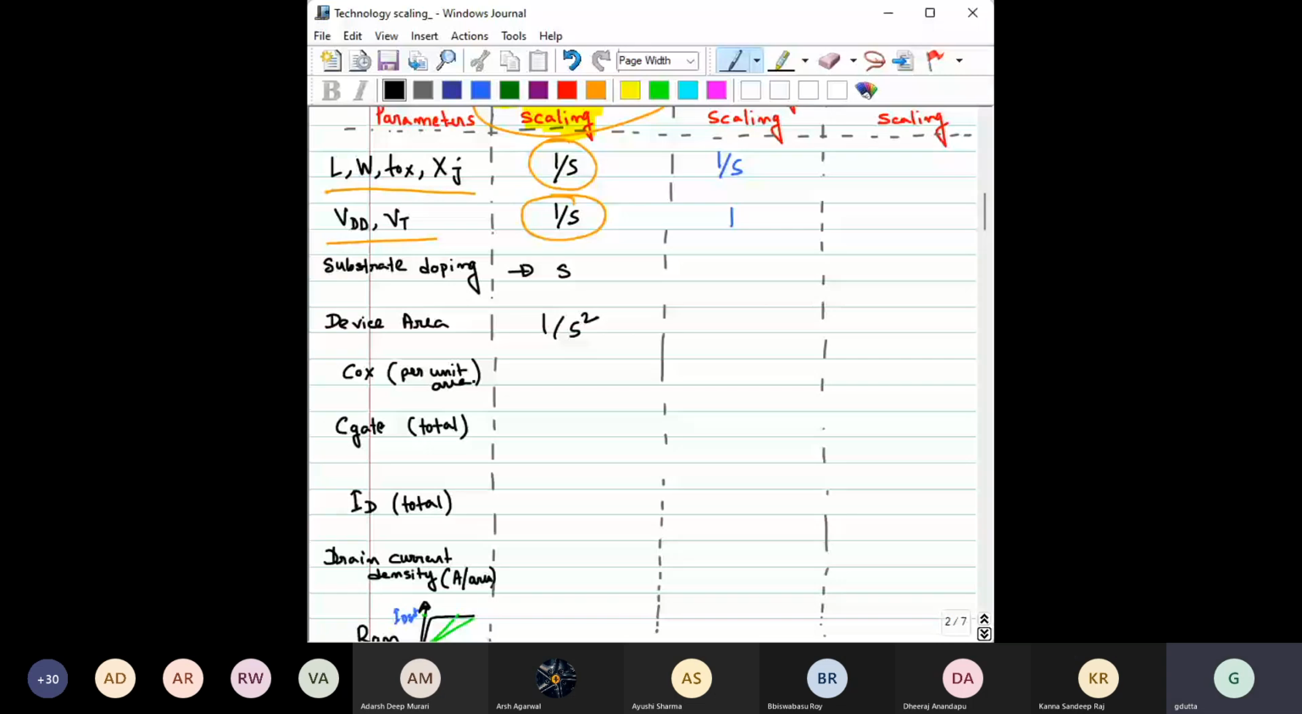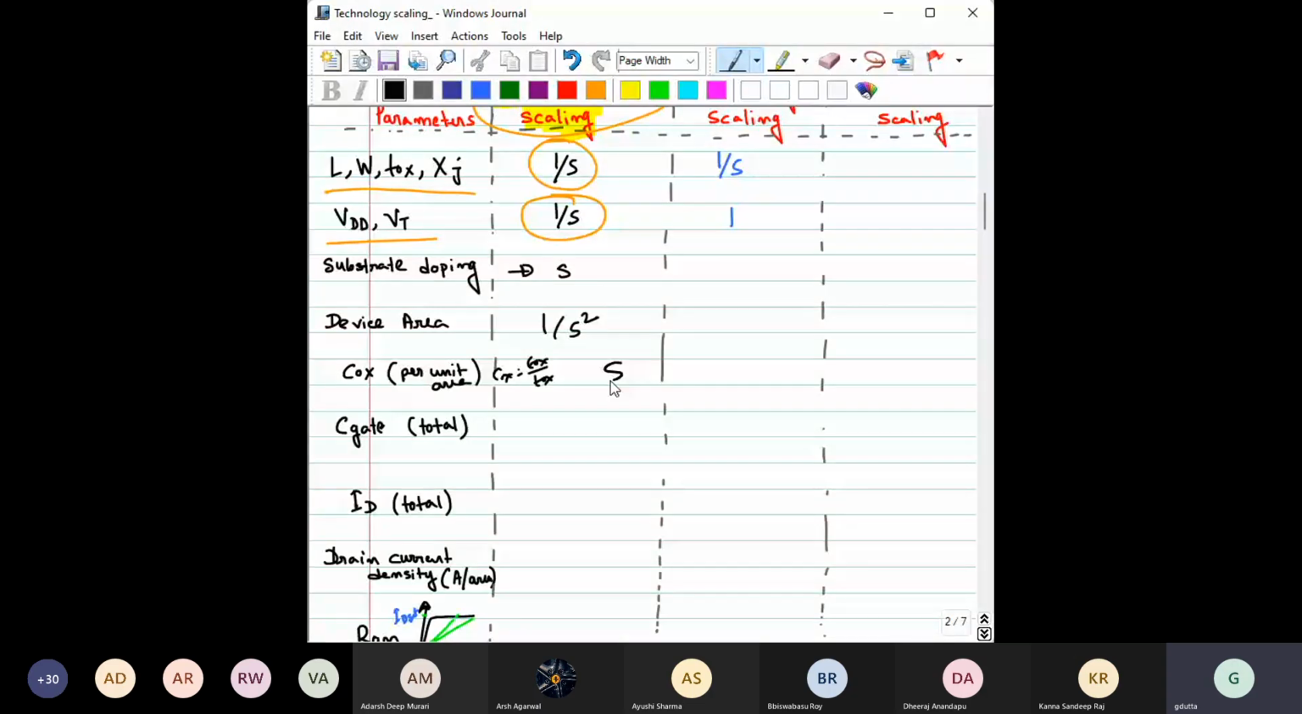Cox, that Cox in the equation, is per unit area in the ID equation. What will happen to Cox? Cox is epsilon ox by Tox. Epsilon ox is not changing, right? So Cox equals epsilon ox by Tox. Epsilon ox is not changing, Tox is changing by 1 by S, so Cox will increase by S.